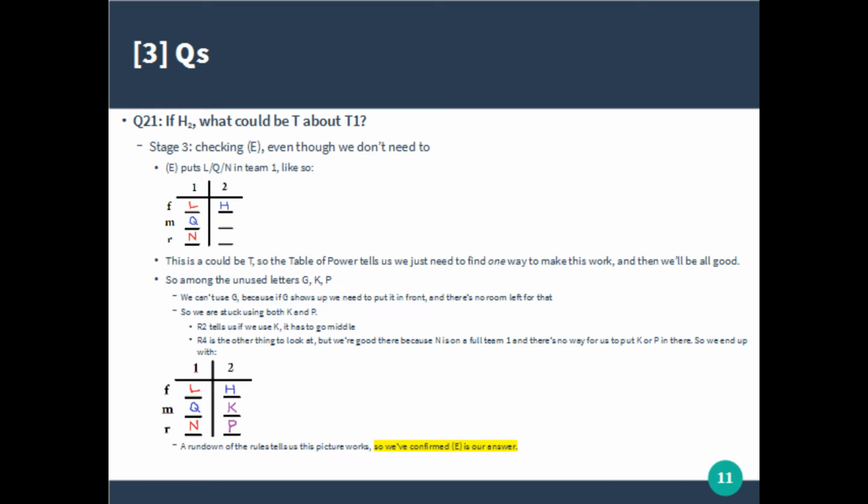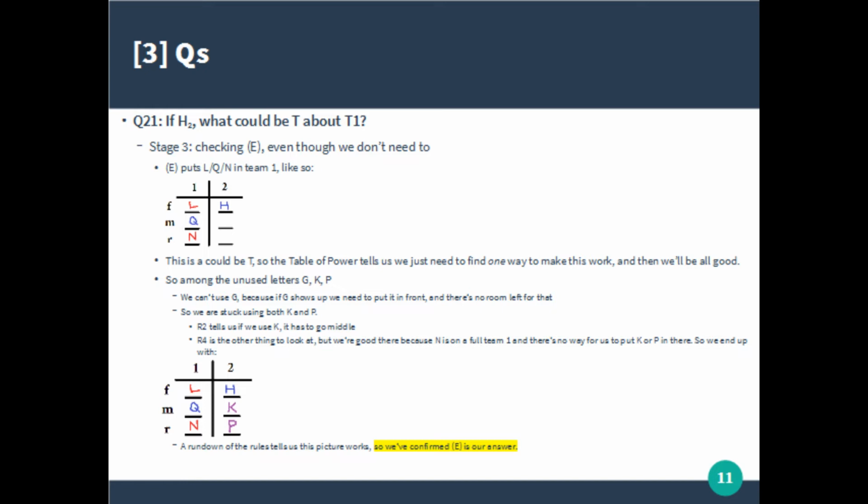And Rule 4 is the other thing to look at when it comes to K, but since N is already on a full team, team 1 is already full, and there's no way for us to put K or P in there, that's fine. So K and P can both be put in diagram 2, or our full diagram as follows in team 2. So like I said, since we are stuck using K and P, anytime we want to use K, it has to show up in the middle slot. So putting K on team 2 means put K on team 2 and in the middle slot.